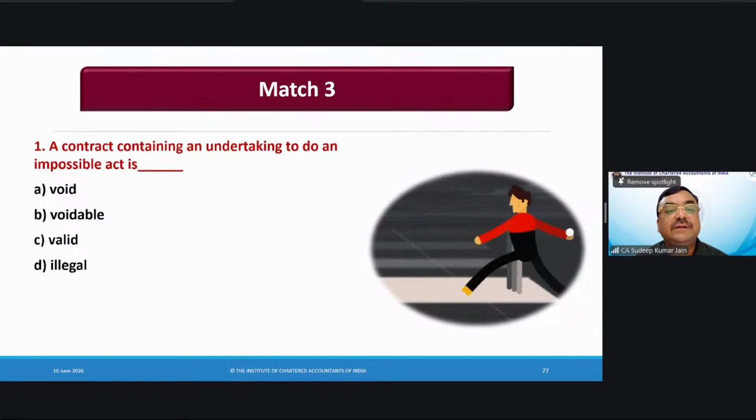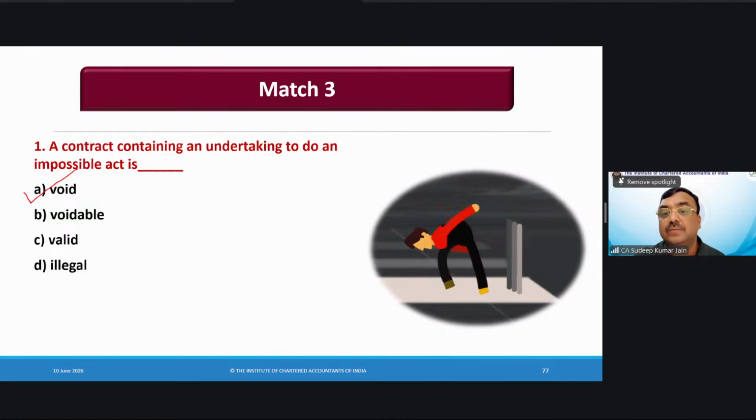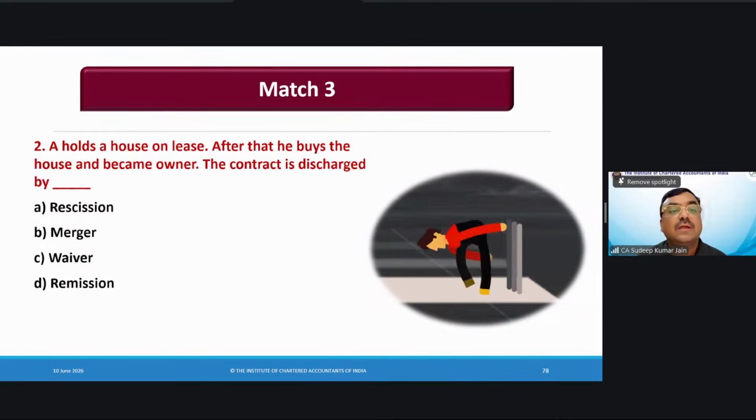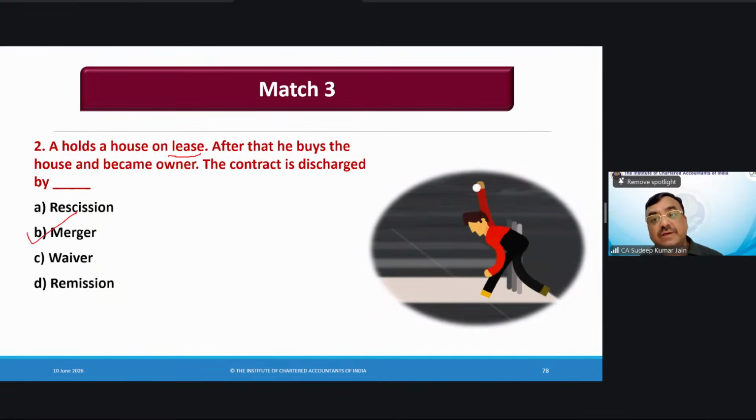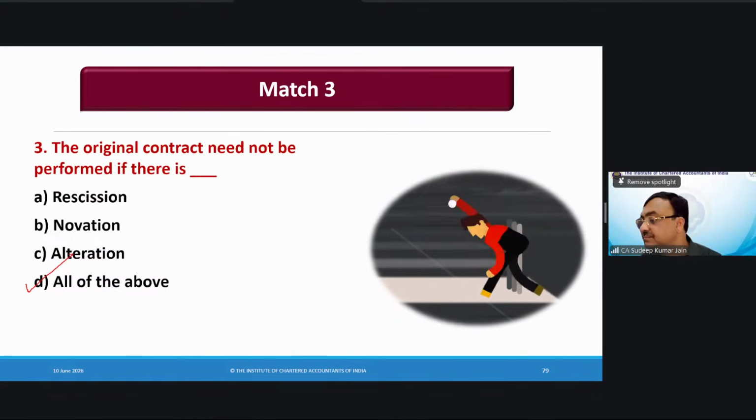A contract containing an undertaking to do an impossible act is void. A holds a house on lease. After that, he buys the house and becomes owner. The contract is discharged by merger, because the inferior right merged with the superior right. The original contract need not be performed if there is any of the above.